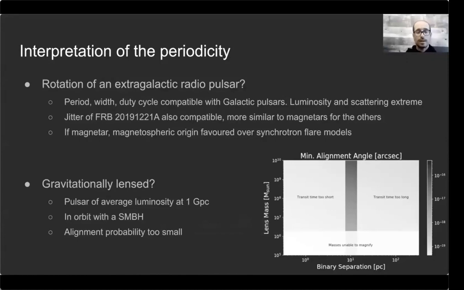We find that a pulsar in orbit with a supermassive black hole could, in principle, explain the observations, but the alignment angle must be extremely small, making the probability of observing such a system unreasonable. Therefore, we tend to exclude such a hypothesis.